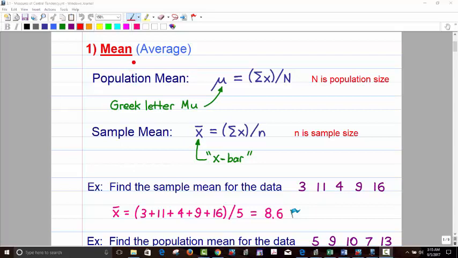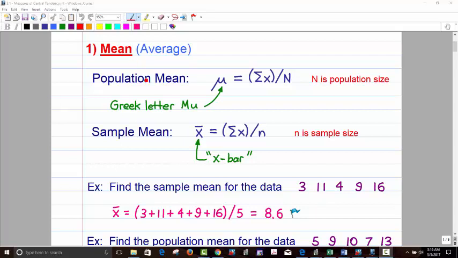Mean is just essentially the arithmetic average. Now we're going to see a couple different types of mean coming up, but just your general mean will be taking a set of numbers, adding them up, and dividing by how many numbers you have.